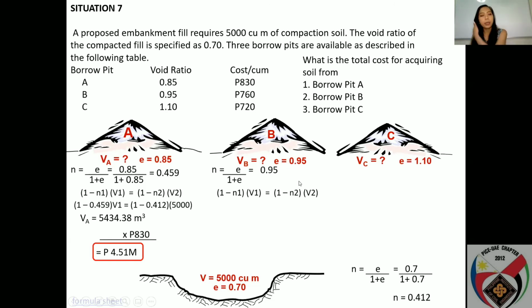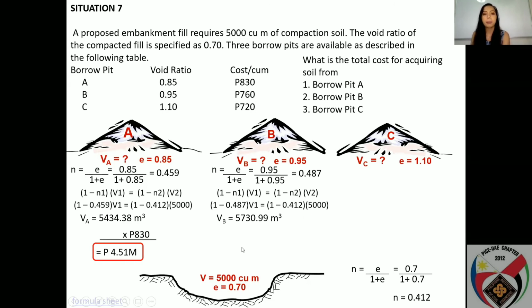Pa-plugin ko yung E, 0.95 over 1 plus 0.95. Solving for N, yan, nakasagot na sina Engineer Ray, Patricia, Rafaelo. Correct answer is 0.487. Plug-in ko ngayon siya. 1 minus 0.487 times volume 1. At ito ulit yung unknown. So, yung N2 ko and V2 ko, same as this one. It will be 1.0412 times 5,000. Alright? Solving for VB, ayan, we will have 5,730.99 cubic meters.